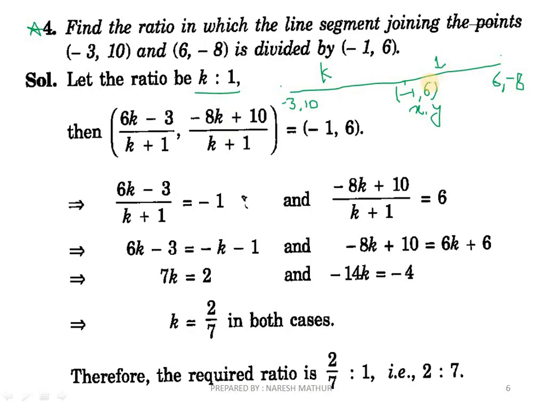See here, 6k minus 3. How does it come? Just see, (m1 x2 plus m2 x1) upon (m1 plus m2), that is upon k plus 1. Similarly, for y, (m1 y2 plus m2 y1), that is (minus 8k plus 10) upon k plus 1. So we'll compare this value with -1, and this value will be equal to 6. So by both calculations, we'll get the value of k, that is 2/7.